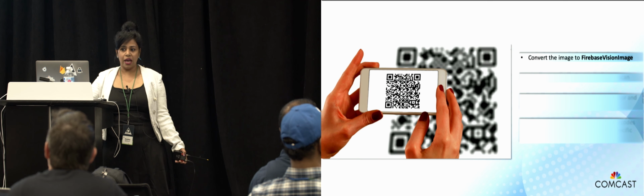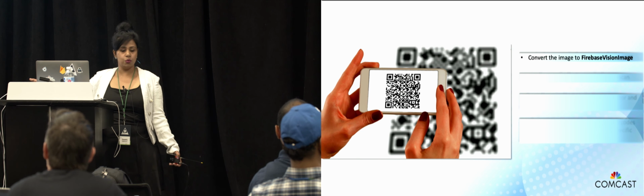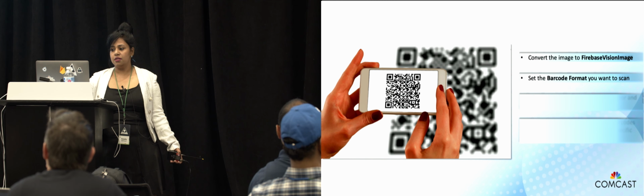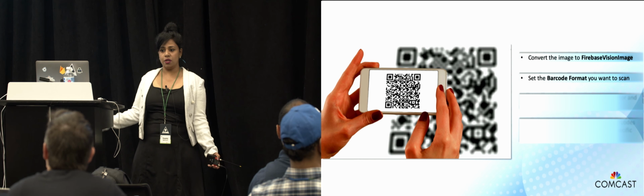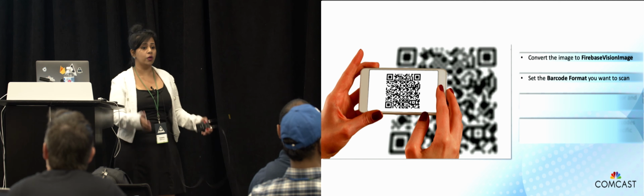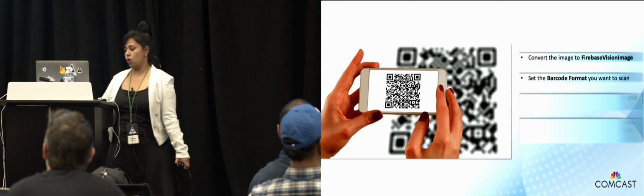Let's see how we can do it. It's the same thing: you will have an image and you have to convert it to a Firebase Vision image. Next, you have to set what barcode formats you want to scan. Either you say, I only want to scan QR codes, or I want to scan all formats.